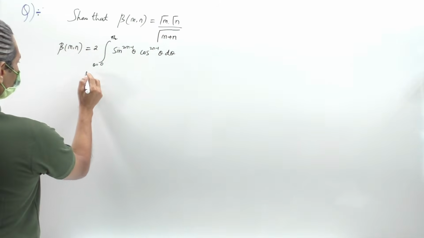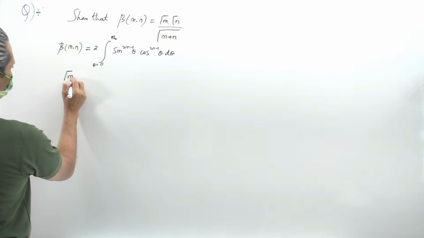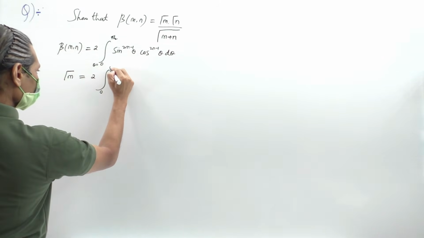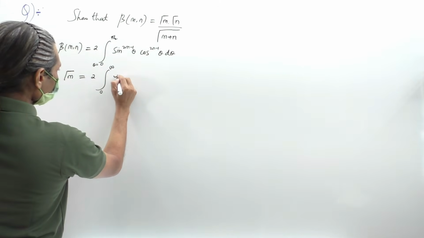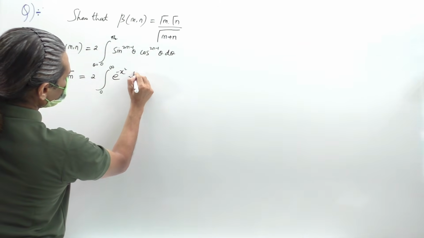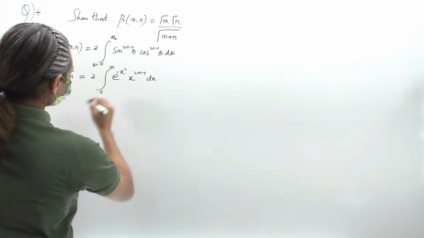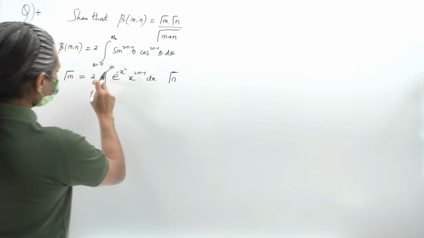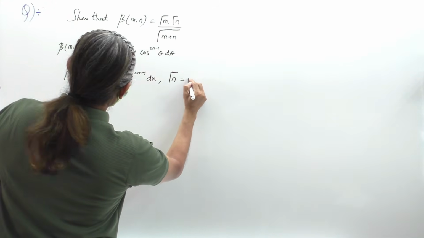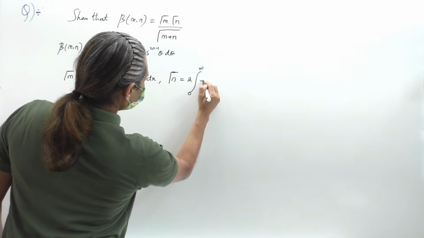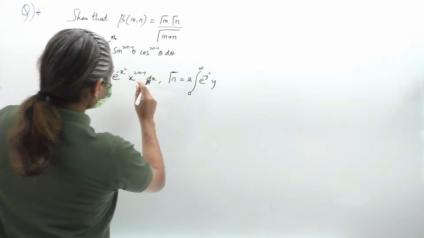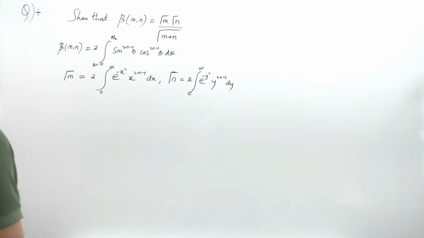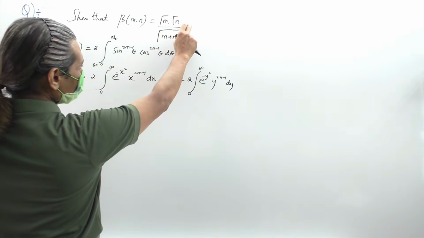Okay, I'll take gamma m as equal to, there are two formulas, I'll use a simple formula here. So gamma m is equal to 2 times the integral from 0 to infinity of e raised to minus x square into x raised to 2m minus 1 dx. Similarly, I'll take gamma n is equal to 2 times the integral from 0 to infinity of e raised to minus y square, y raised to 2n minus 1 dy. I have taken this as x, and this as y. Fine.